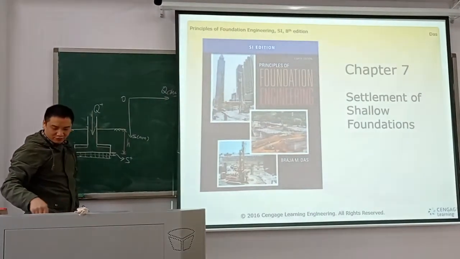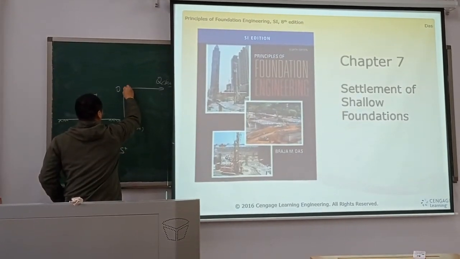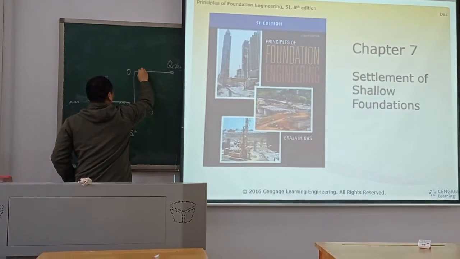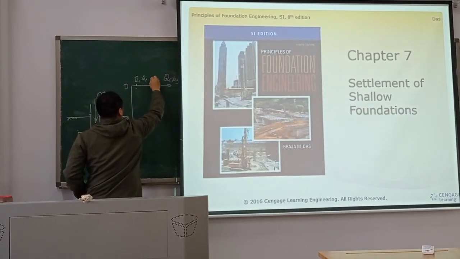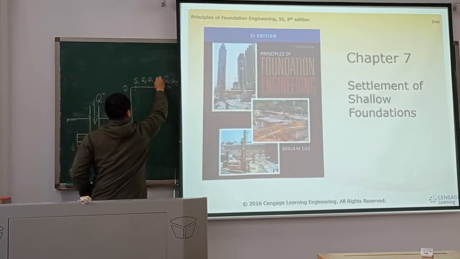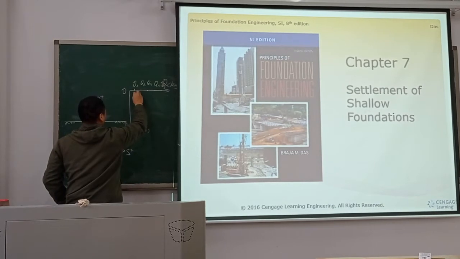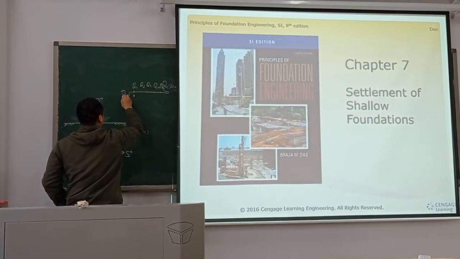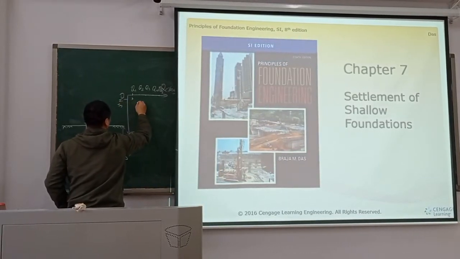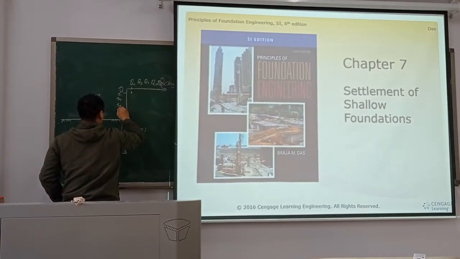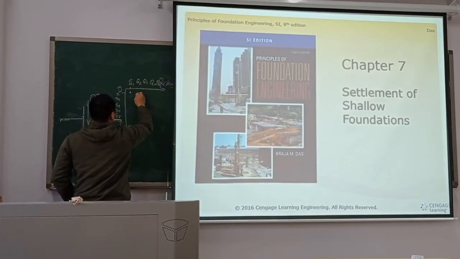So in the first step, we add a small load: Q1, Q2, Q3, Q4, Q5. So we get the settlements: set 1, set 2, set 3, set 4, set 5.